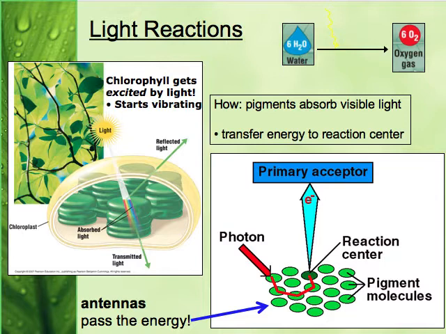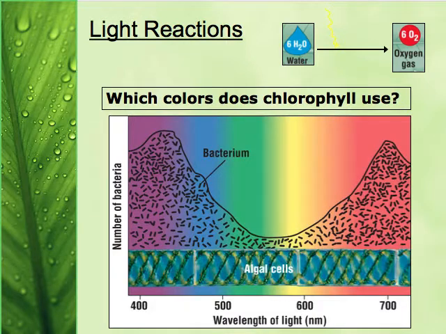These electrons ultimately end up at a reaction center. And the reaction center contains only one pigment, that is chlorophyll A. So therefore, all the other pigments that we've discussed are accessory pigments that act as antennas directing photons to the reaction center. So the light reactions, in essence, is where pigments absorb visible light and they transfer this energy to reaction centers. So which colors does chlorophyll actually use?